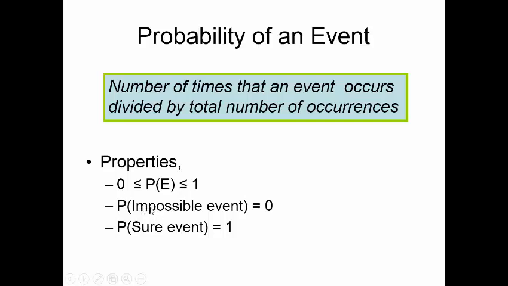The probability of an impossible event is 0. However, you should remember that the reverse is not true. If the probability is 0, that doesn't mean that the event cannot happen. The probability of a sure event is 1. So these are the three properties of probabilities that we need to keep in mind.